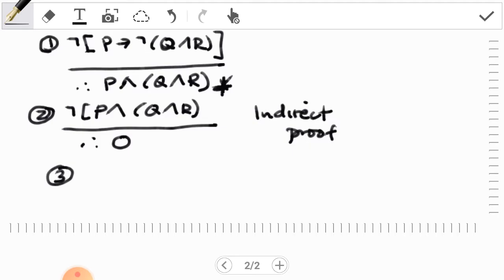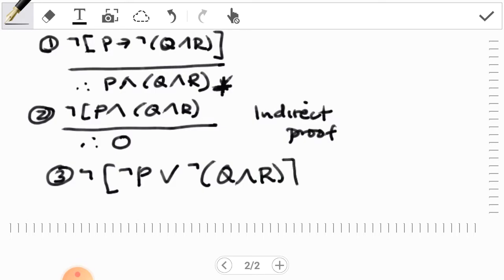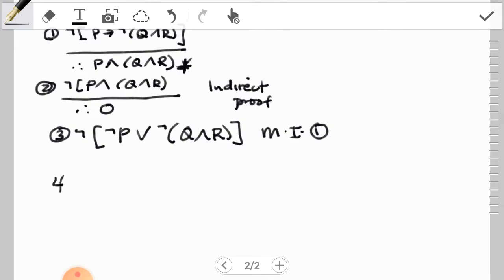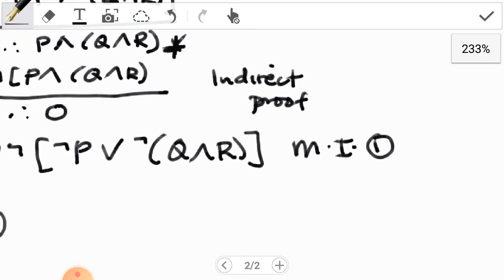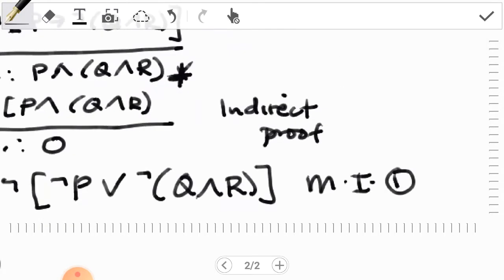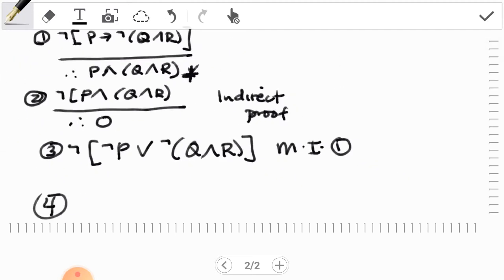If you would like to imitate what we have done in the homework, from proposition number 1, we can use material implication. If you will recall in the homework, material implication for line number 1 should give us not P or not Q and R. This is using material implication of premise number 1. And after doing the material implication of premise number 1, what can we do next?